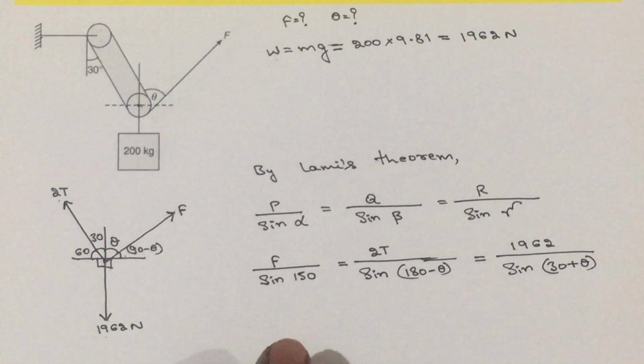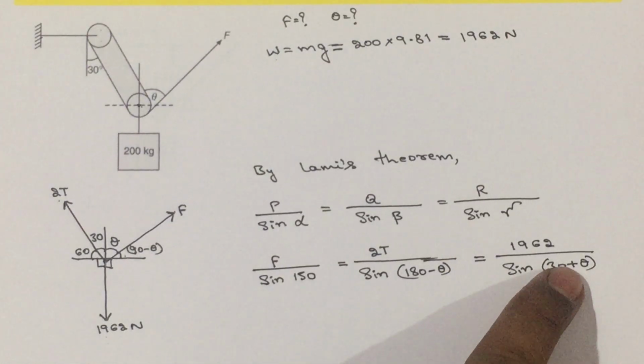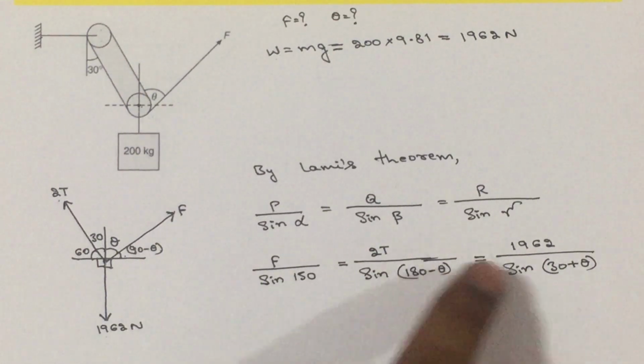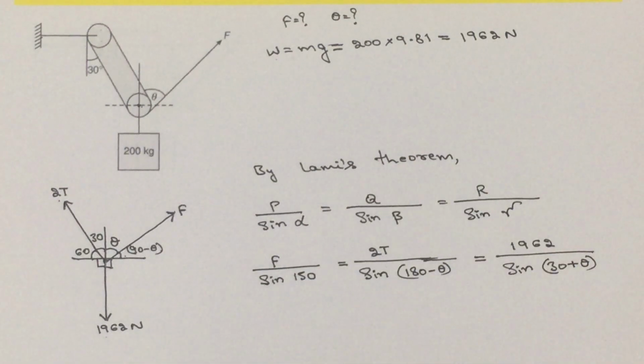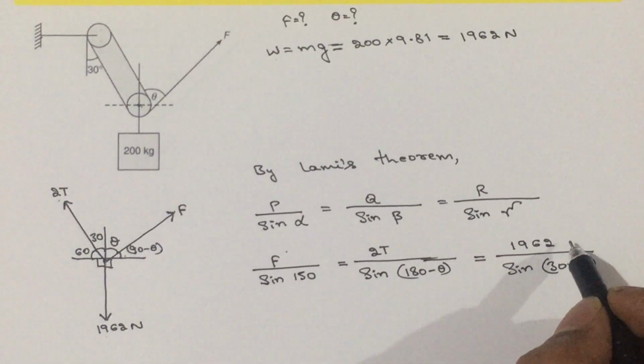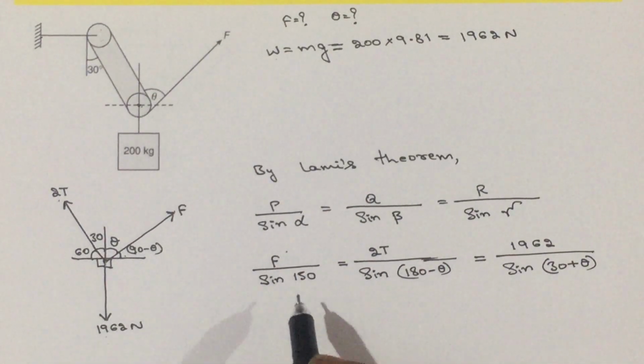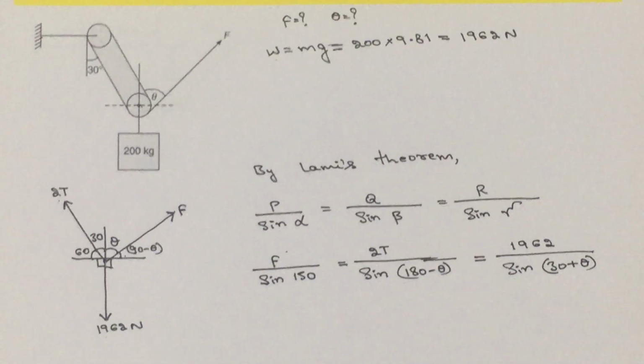So, we have 3 sets here, 1, 2 and 3, 3 parts. Out of these 3 parts, select any 2 parts in such a way that there should be only one unknown. So, we are going to select the first part as well as the last part. Here, since theta is unknown, we are going to get 2 unknowns, no need to worry.